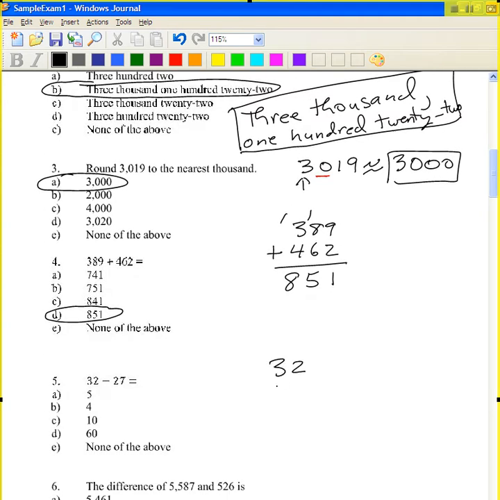Let me do problem number 5. 32 minus 27. Well, the 2 is smaller than 7, so I need to borrow 1. And so 12 minus 7 is 5. 2 minus 2, well, it'd be 0. So therefore, A, 5.